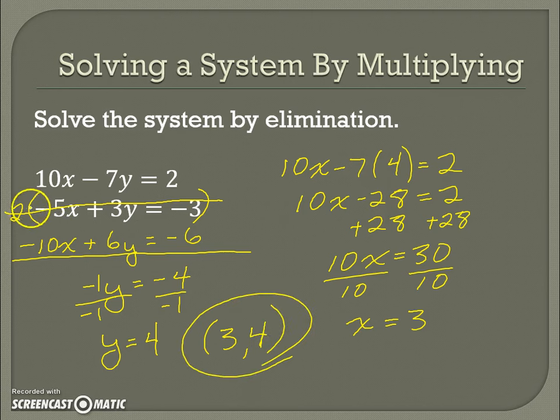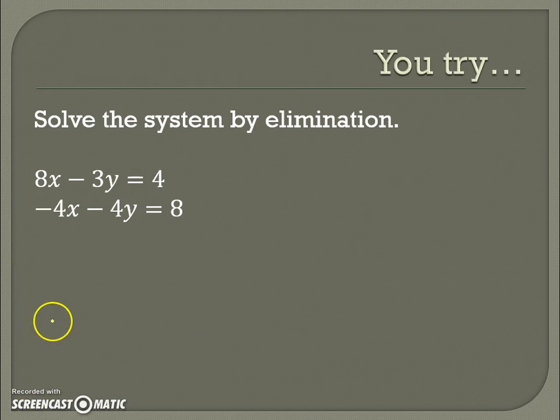So again, I had to multiply this by 2 to get it to a point where it will eliminate. Again, you're trying to eliminate a variable by adding or subtracting. So sometimes you have to multiply everything in there to do that. Here's one for you to try. Go ahead and pause. The answer will be up in 3, 2, 1.